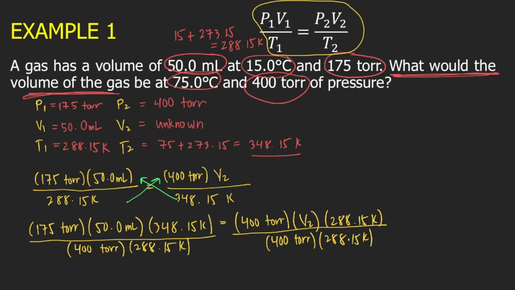So what happens is that on the right side, 400 torr will cancel out, 288.15 will cancel out. So what remains on the right side is V2. And on the left side, as you can see, torr will cancel out, Kelvin will cancel out, and you are left with ml.